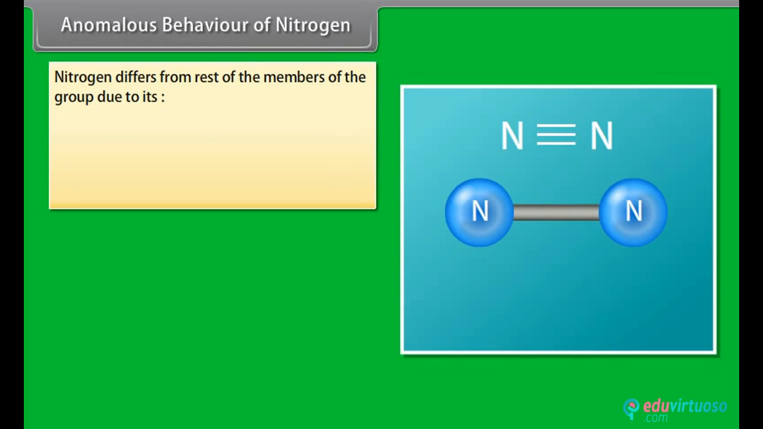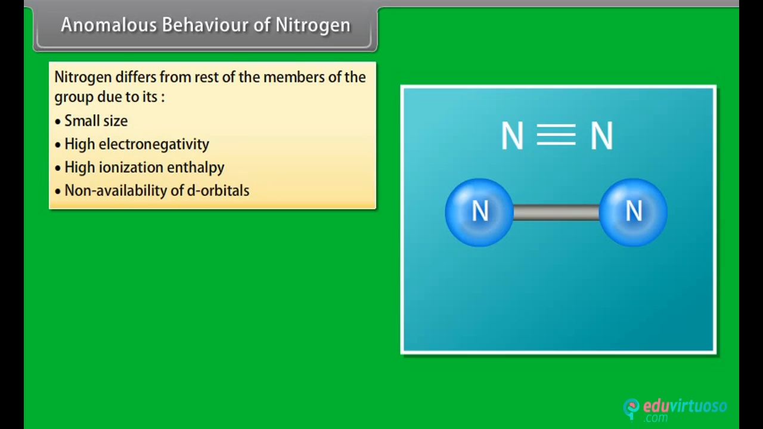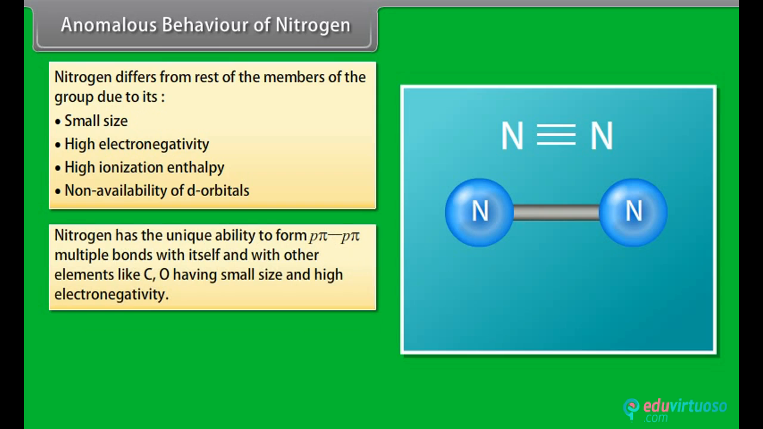Anomalous behavior of nitrogen. Nitrogen differs from the rest of the members of the group due to its small size, high electronegativity, high ionization enthalpy, and non-availability of d orbitals. Nitrogen has the unique ability to form pπ-pπ multiple bonds with itself and with other elements like carbon and oxygen, having small size and high electronegativity.